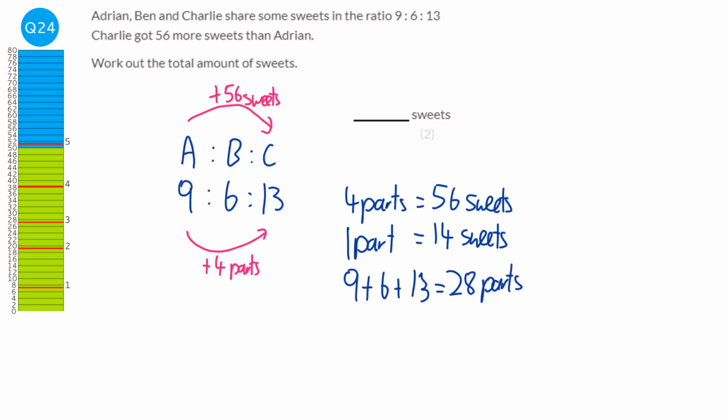And each part is worth 14 sweets. So the total number of sweets will be 28 times 14. So 28 times 14 is 392.